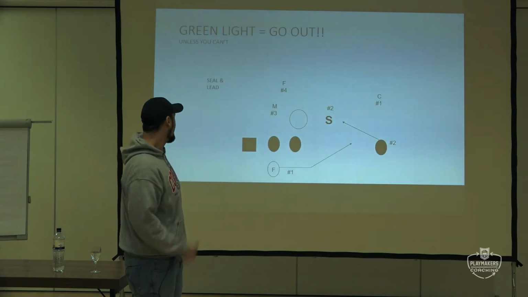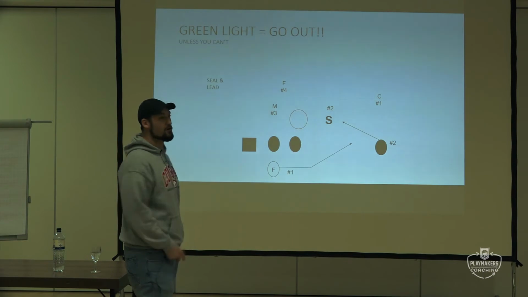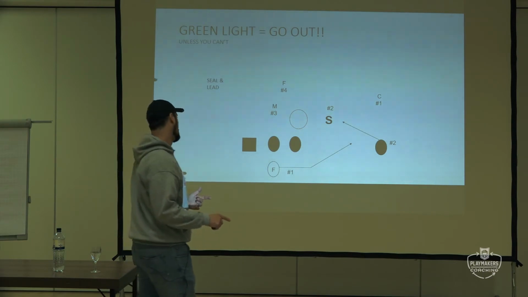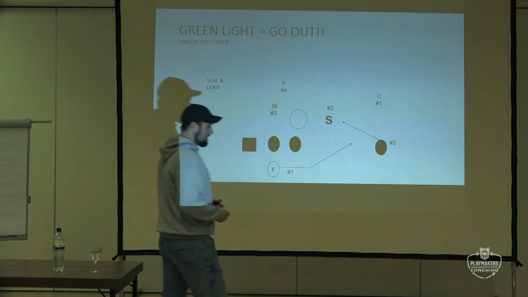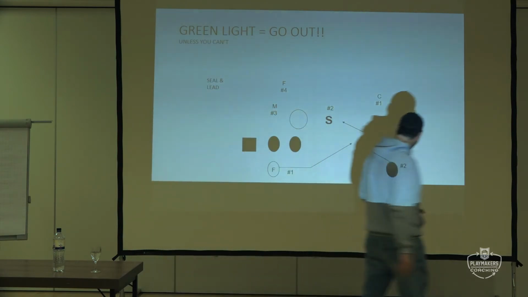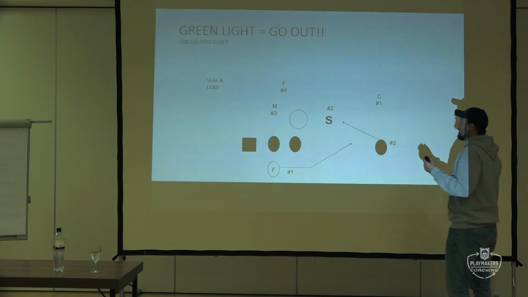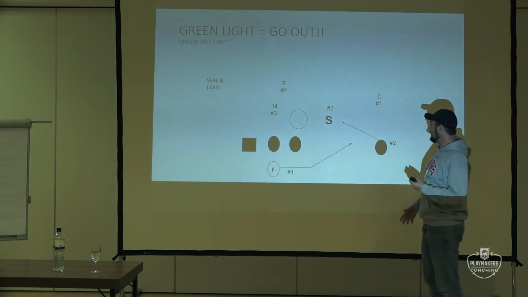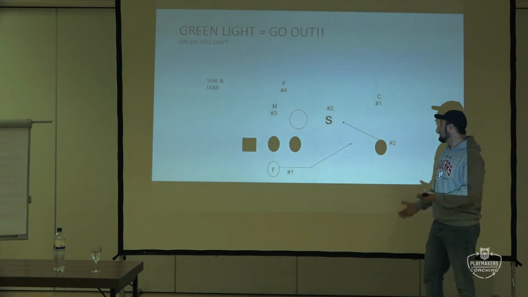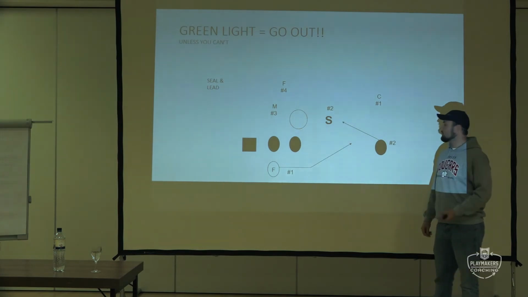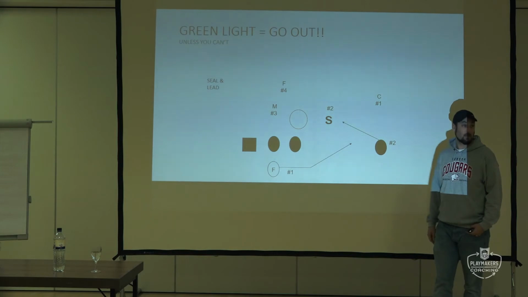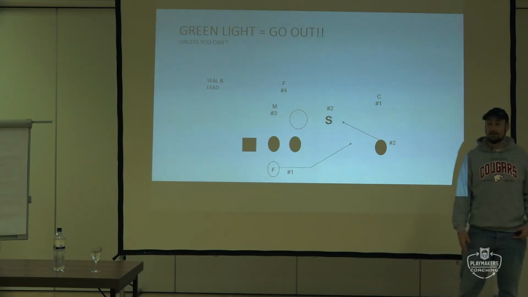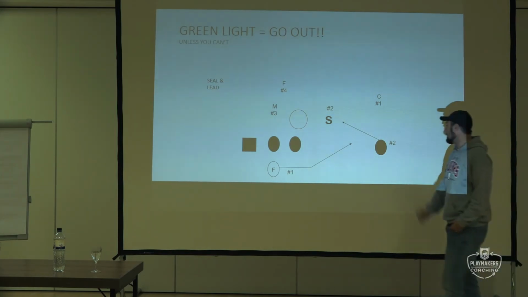A little diagram of green light sweep. We talked about it before. Green means go. Green means go. How do we communicate how we're going to block this? Again, on this, generally we will run the sweep to at least one receiver. Could be two, could be three. Unbalanced formation, I don't know. But generally, at least one.